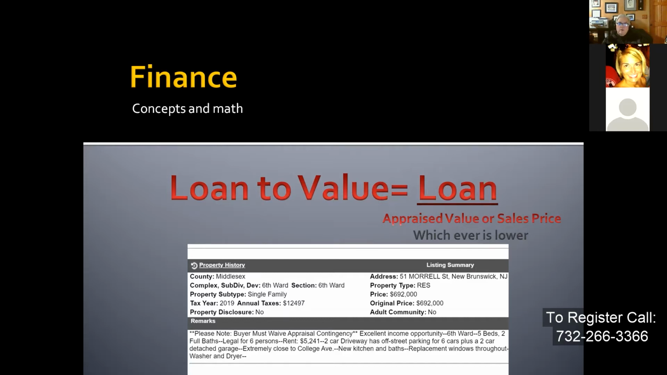So loan to value ratio is always the loan amount, not the sales price, the loan amount, how much you're borrowing, divided by the appraised value or the sales price, whichever is lower. One of the questions on the test is, why do they use whichever one is lower? The answer on the test is because buyers sometimes tend to overinflate the value of the home they're buying. In other words, they pay more than the home is really worth. So they use the sales price or the appraised value, whichever is lower.